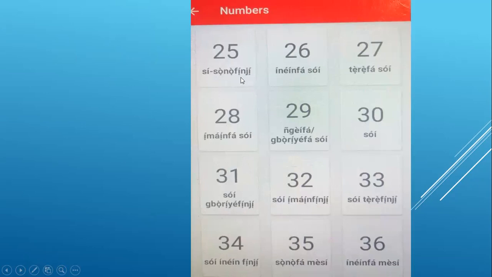With 15, it was J. But with 25, it's C, Son of Finji. Then we go through the same process in name for Soy. So 30 is Soy, 20 is C.